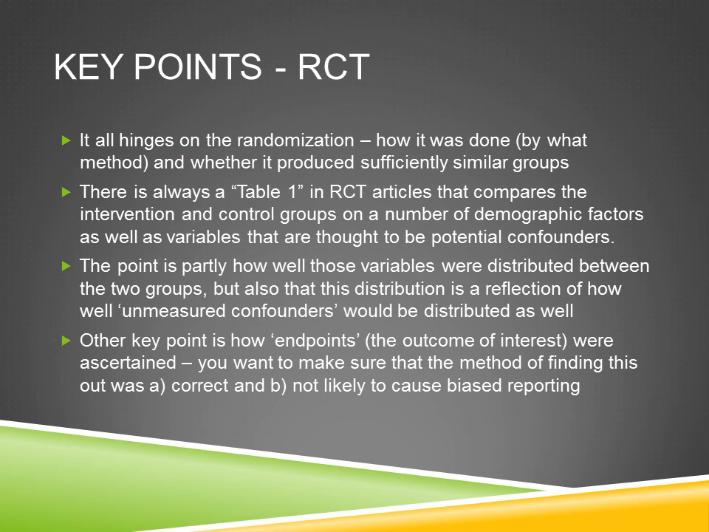The key point about an RCT is it all hinges on the randomization: how it was done, by what method. Was it a random number generator? Was it like everybody on Monday got assigned to this group and everybody on Tuesday got assigned to that group? You can think of lots of different ways to do it. Many of them inherently could have problems. You need to produce sufficiently similar groups via the randomization.